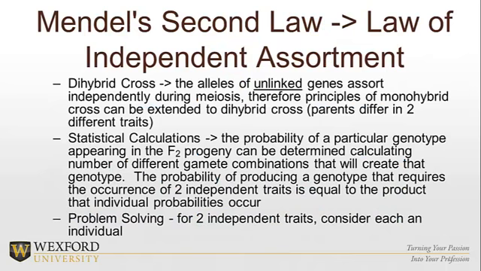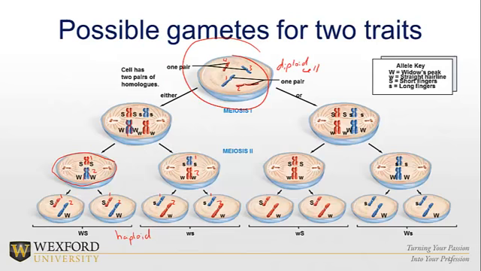So here we are with Mendel's second law of independent assortment. And it goes back to the pictures we were just looking at. A dihybrid cross is when we're once again looking at alleles of unlinked genes. Those genes that are unlinked, that are not on the same chromosomes, sort independently. I'm just going to go back real quick, and we can see that once again. The genes represented on each one of these four chromosomes at the top are all going to separate independently.